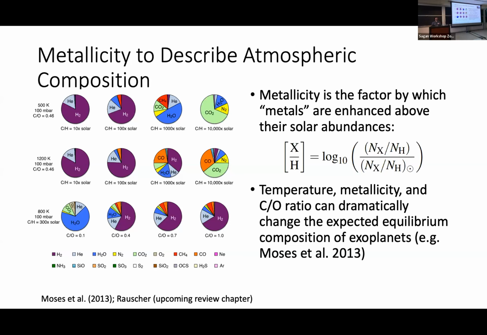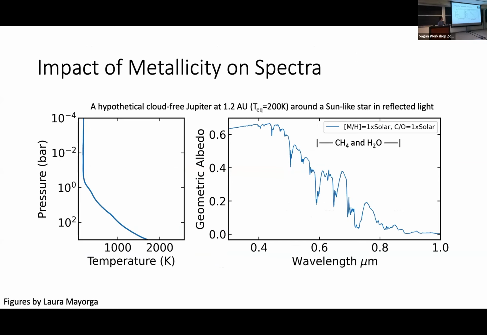And so disequilibrium processes like photochemistry can cause significant departures from these expectations, but these have proved really useful for constraining the metallicity of giant planets and describing the atmospheric composition in a relatively simple way. To take a pretty simple look at how this affects the spectrum, here we can look at the reflected light spectrum of a hypothetical cloud-free Jupiter at like 1.2 AU from a sun-like star in reflected light.